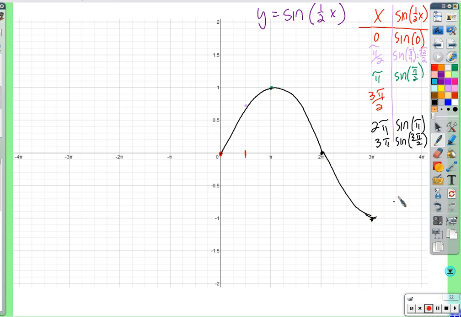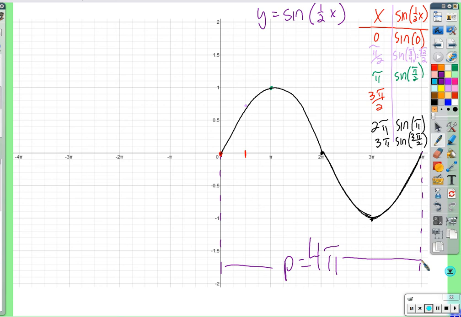There. Put in 4 pi. 4 pi over 2, that's 2 pi. There's 0. So that's through one full cycle, making the period how big? 4 pi. Almost everything is backwards. You multiply, and the period gets smaller.